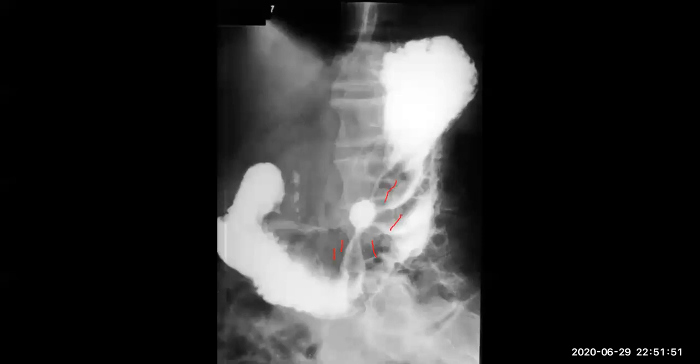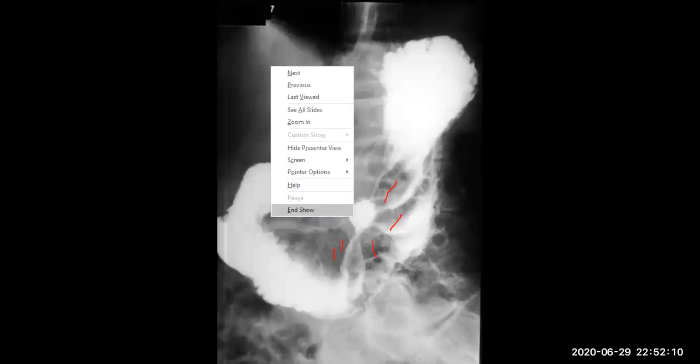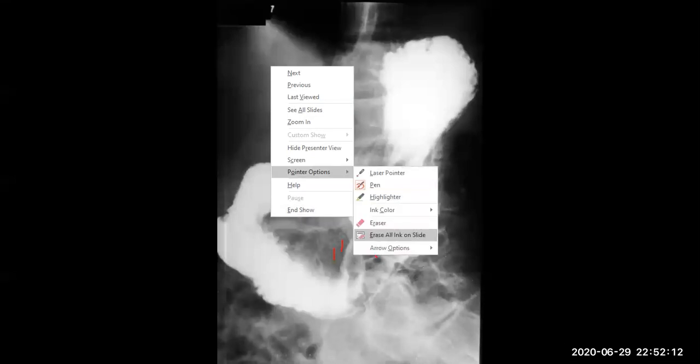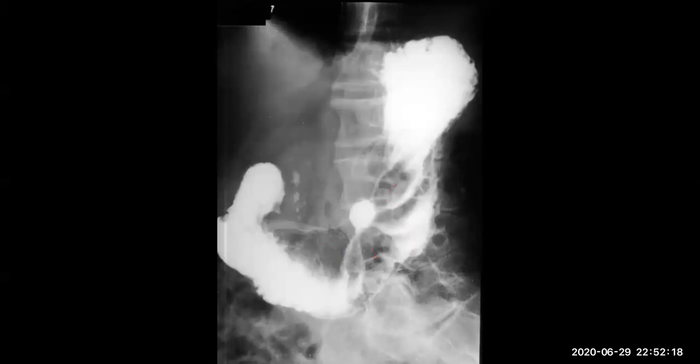Probably it is chronic, but we cannot exclude 100% that it is a benign niche. Of course. So what should we ask for? Endoscopy with biopsy. We should ask for endoscopy and further evaluation with the endoscopist, whether he wants to take a biopsy or not.